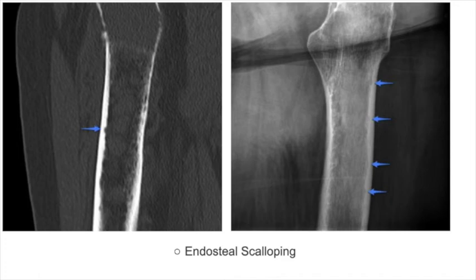Now let's talk about endosteal scalloping. This can happen in any part of the body, maybe in long bones or even the vertebral bodies. You see there is a thickening. You can see the blue arrows. There is a thickening of the cortex of the bones, also with this defect, which is the endosteal scalloping. Sometimes it's very difficult to see, but at other times it's very easy.